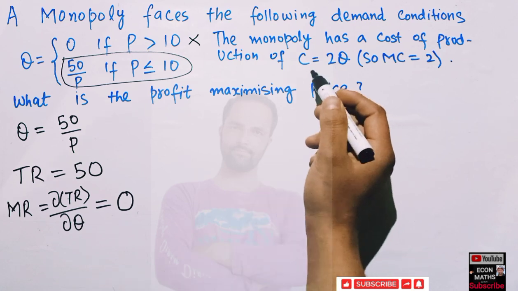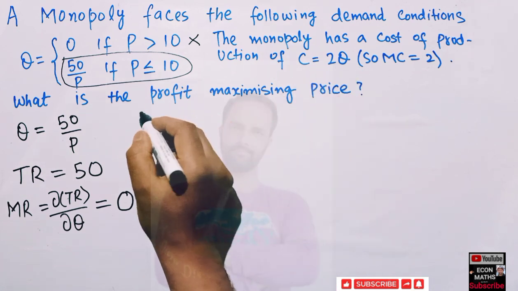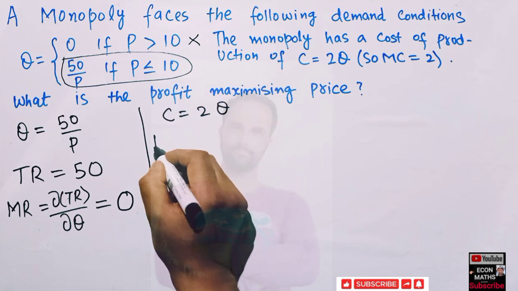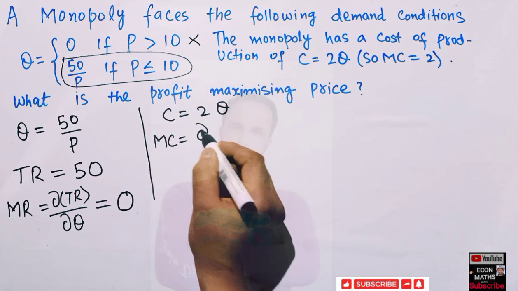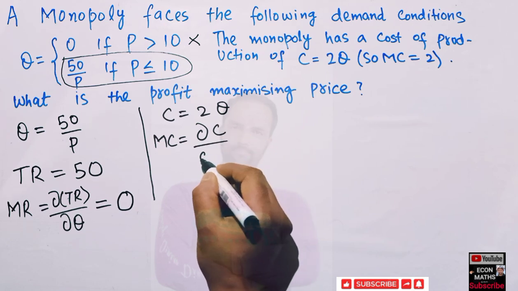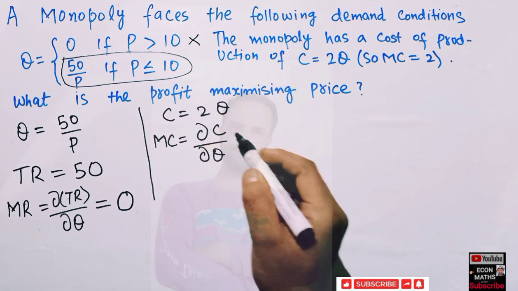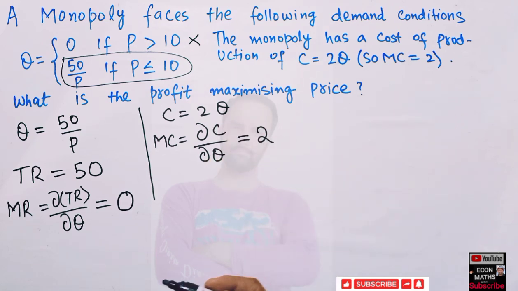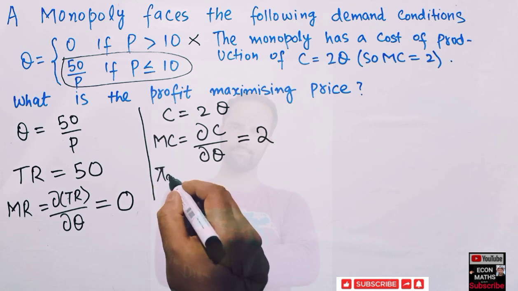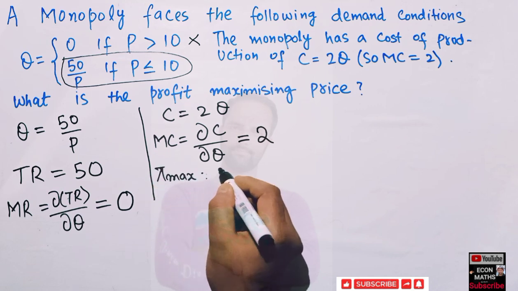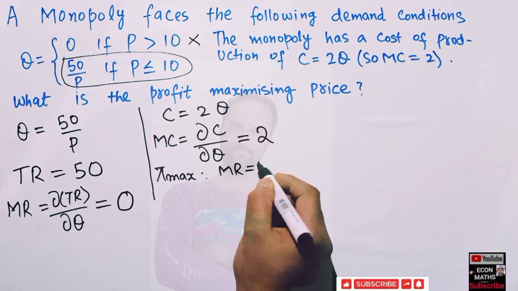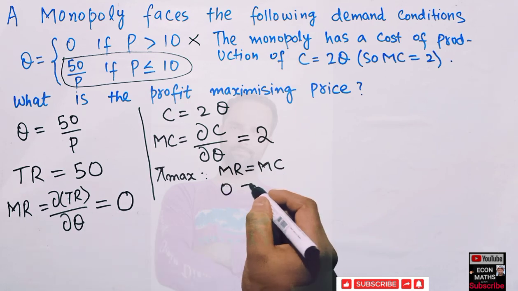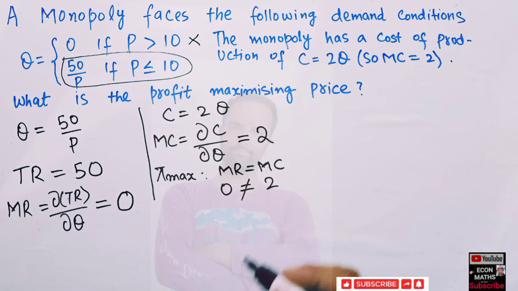And what is our total cost? Total cost is C is equal to 2Q. And what is marginal cost? Marginal cost is simply the derivative of total cost with respect to quantity. Differentiating this with respect to Q, we get marginal cost equal to 2, which is also given in the question. Now profit maximization requires that marginal revenue should be equal to marginal cost. What is our marginal revenue? 0. 0 should be equal to 2, but this is not the condition here.